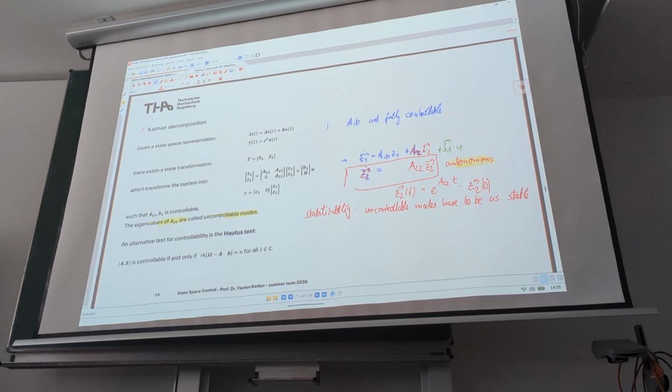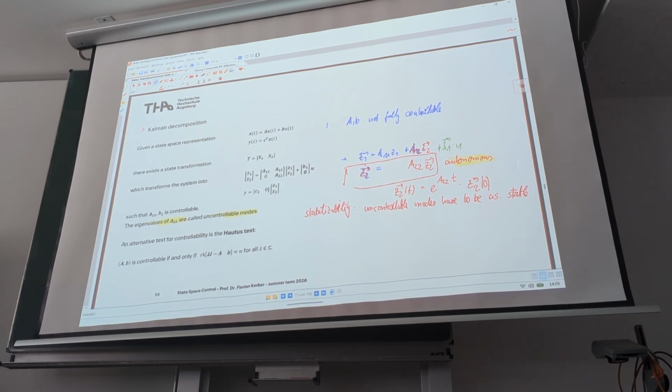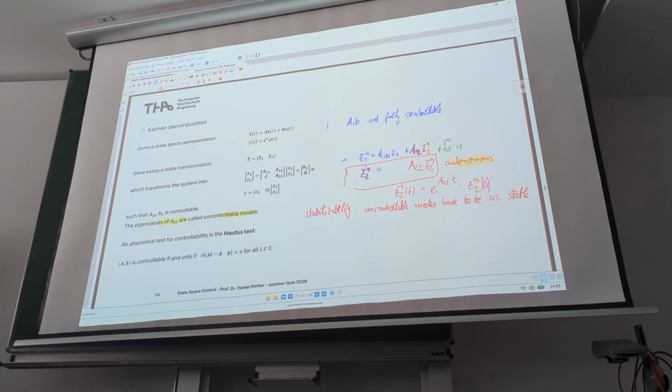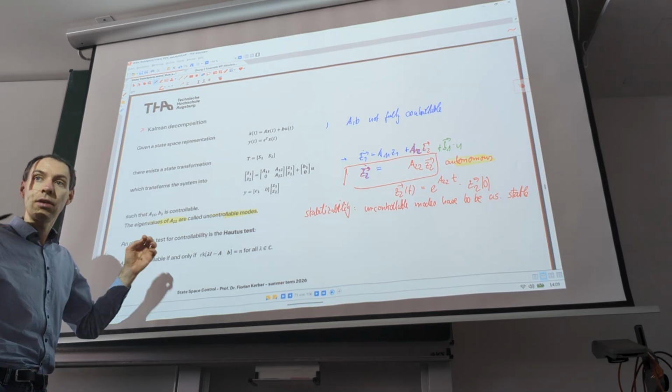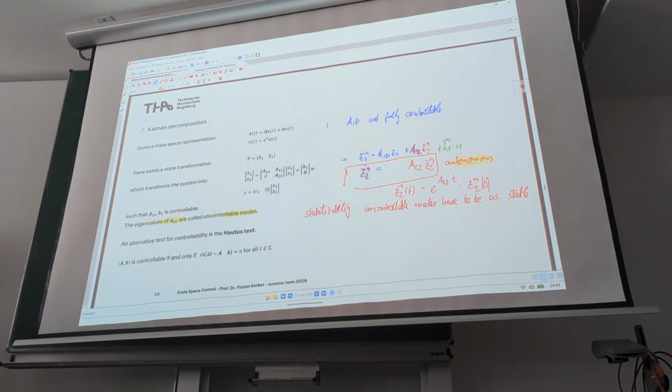So stabilizability is a weaker condition than controllability. We need not be able to fully control the state, drive it to 0, because some modes already go to 0, and these are the uncontrollable modes. Okay?